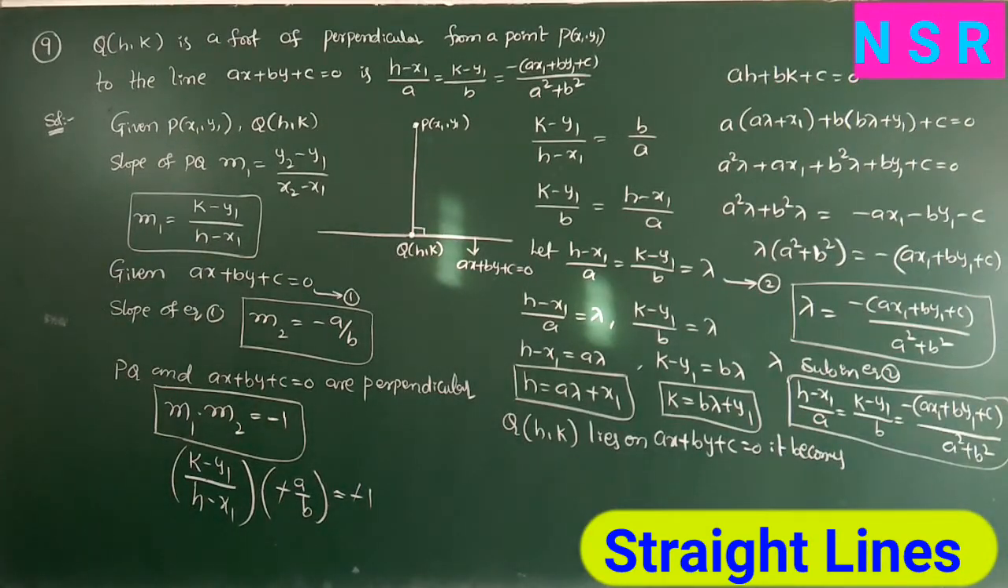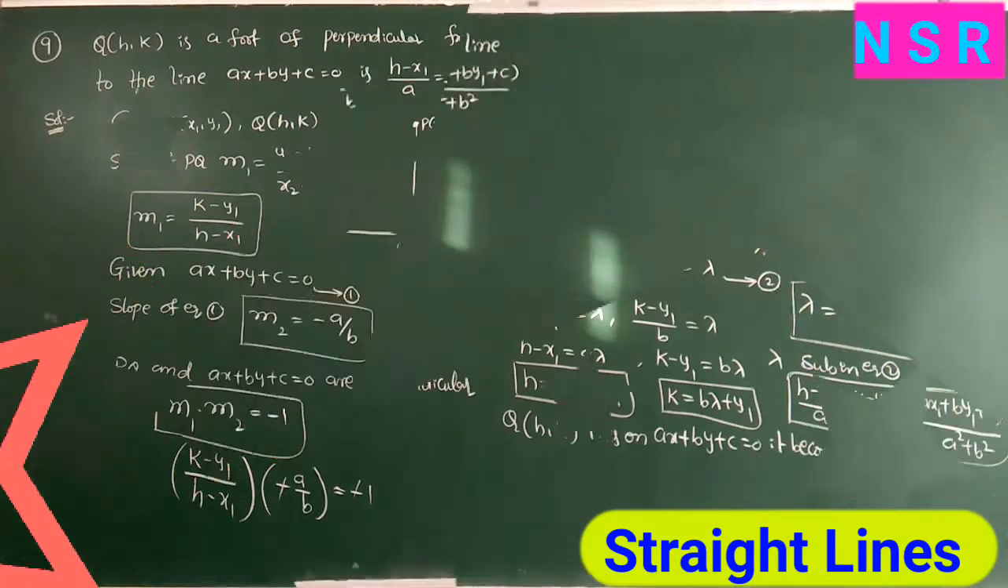So simply, first find the slope of PQ and of ax plus by plus c. Both are perpendicular, so apply m1 into m2 equal to minus 1 and simplify, we get h minus x1 by a equal to k minus y1 by b. Consider it equal to lambda, and using these two constants equal to lambda, find h comma k. That h comma k point lies on ax plus by plus c, so it becomes ah plus bk plus c equal to 0. In place of h comma k, substitute the values and simplify, we get the lambda value. Substitute that lambda value in equation 2, we get the formula of the foot of perpendicular.